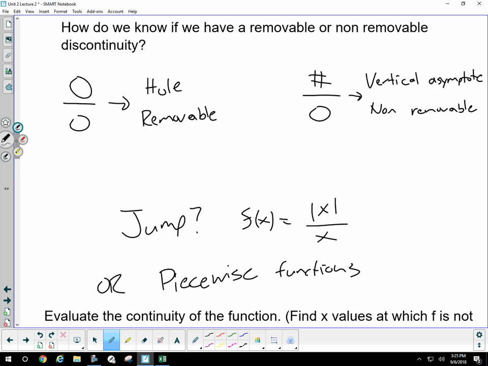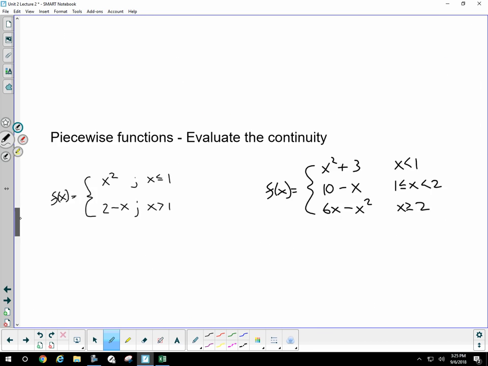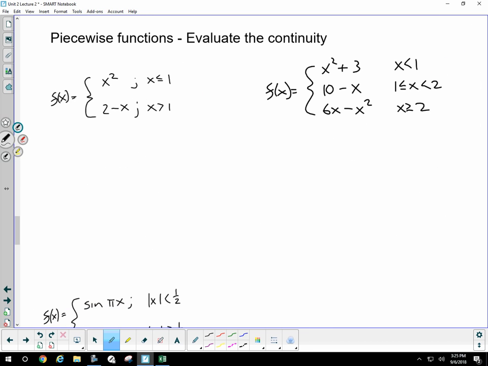And when we're dealing with piecewise functions, it's important to look at your individual pieces. X squared, this is going to be continuous everywhere that I use it. There's no denominator. There's nothing crazy going on. 2 minus x, that's going to be continuous everywhere. So I actually don't have to sketch all of it. I don't have to see that it looks like this shape.